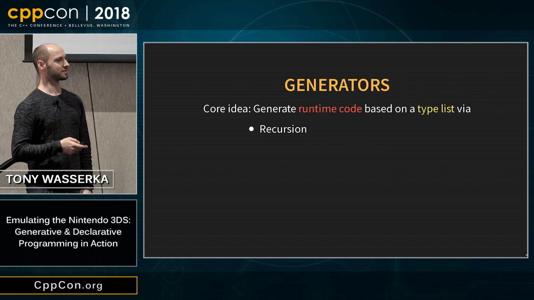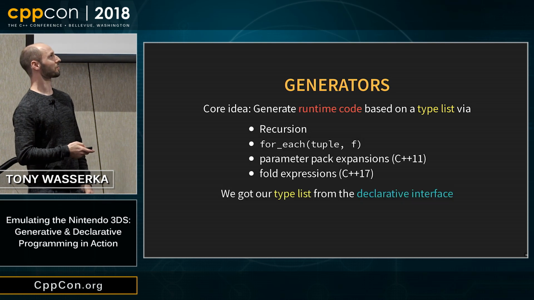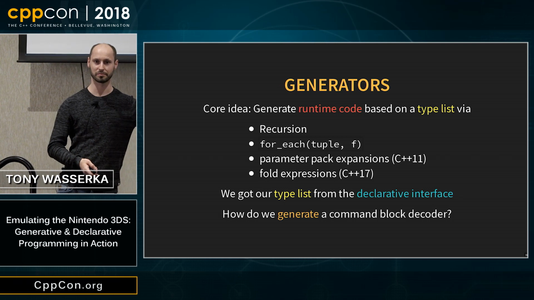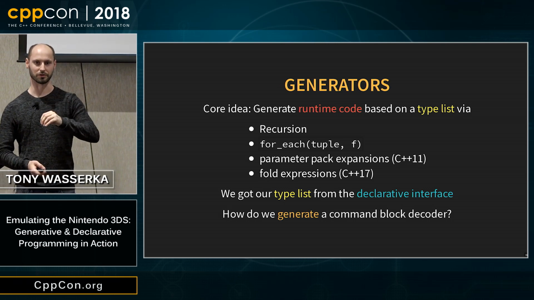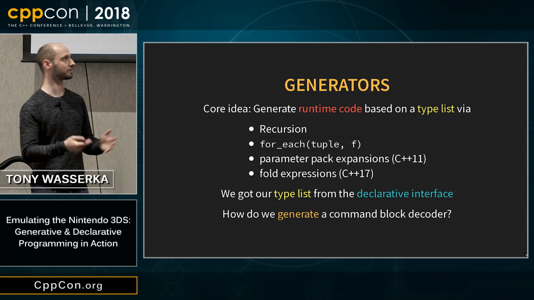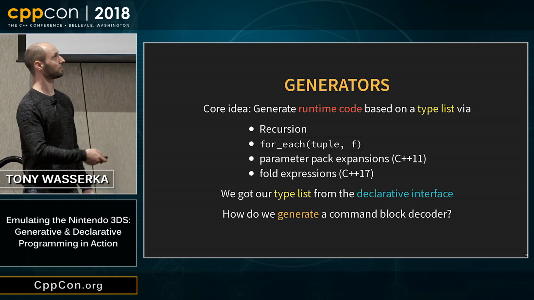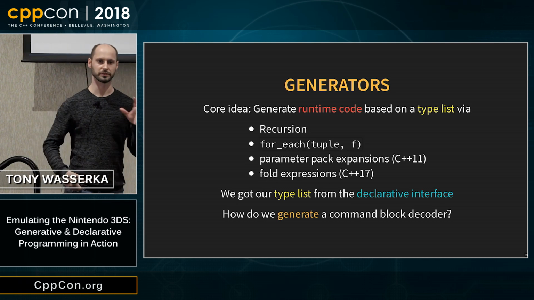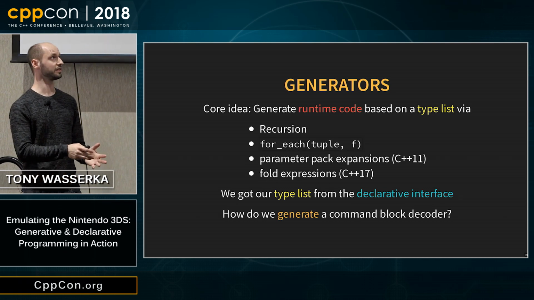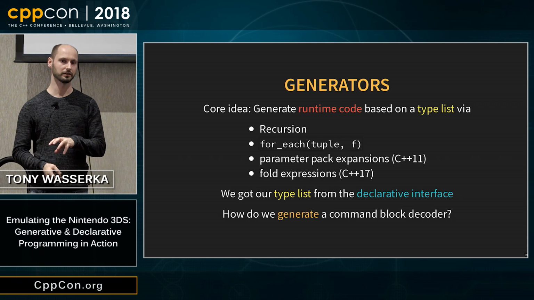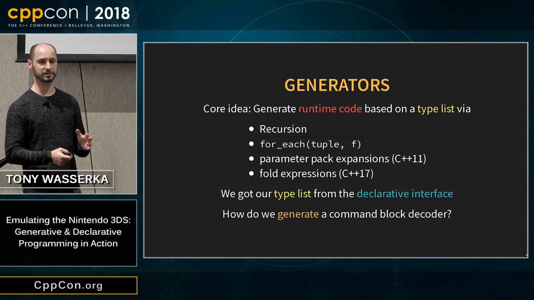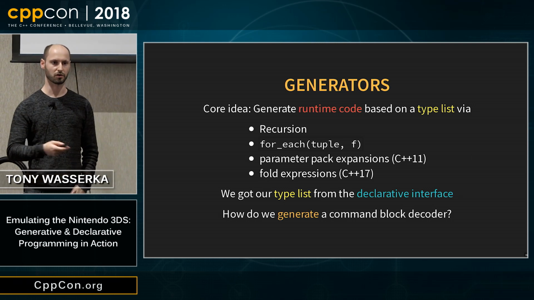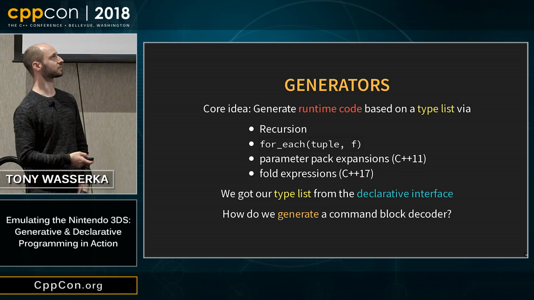Right, so since I'm running short of time, let's rush through this. The notion of generators is basically that we have these type lists, and we want to turn them into runtime logic, like decoding and encoding. We have multiple means for this. In C++98, for instance, you would have used recursion techniques or maybe resorted to Boost MPL or something like that. With C++11 and particularly 17, we have more powerful means to do so, like parameter pack expansions and fold expressions.